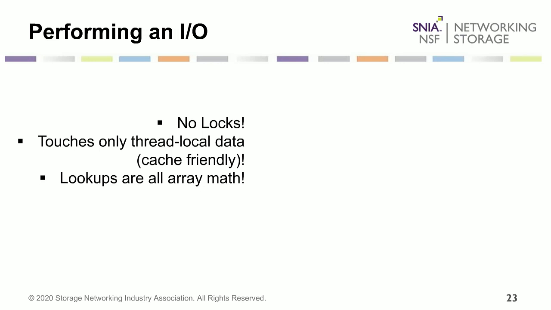While I go through this, the things to remember are that this I/O path has no locks. It touches only thread local data, so it's very cache friendly. And the most complex data structure we're going to use in this entire thing is an array. So it's doing very, very simple things on the CPU that are very cache friendly, and that's why it runs so fast.